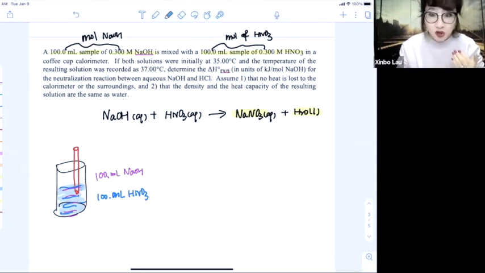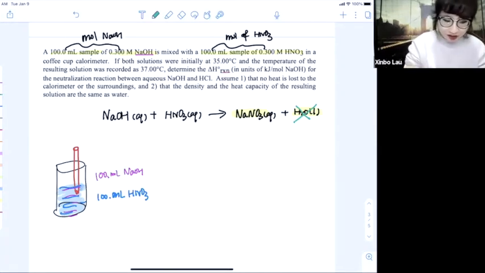That water is not the water from your reaction. That water is the water in your solvent. That's the water we're talking about. When you measure temperature, you're actually measuring the temperature of the water. Say initially, when you put them together, the temperature of your water, which is your solvent, is 35 degrees Celsius.